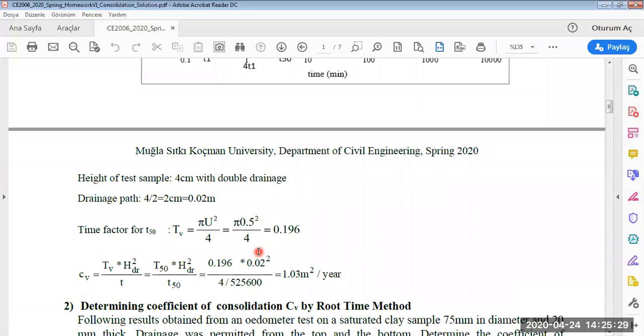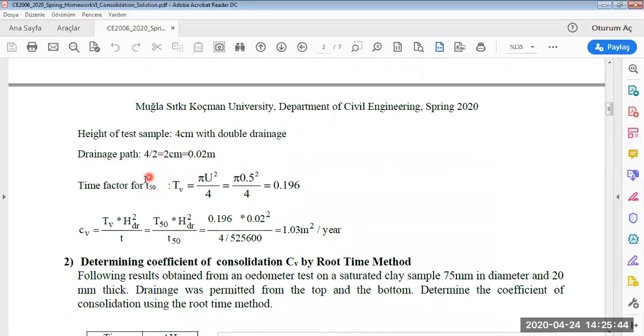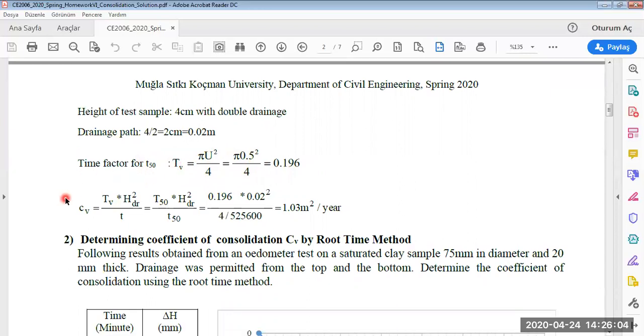In the experiments, there's double drainage. It means the drainage takes place at the bottom and the top of the specimen. So the drainage path is half of the thickness of the soil sample, and the time factor for T50 can be calculated like that. Here the 0.5 means T50, that is, 50% of the consolidation takes place at that time. We will see this formulation later again.